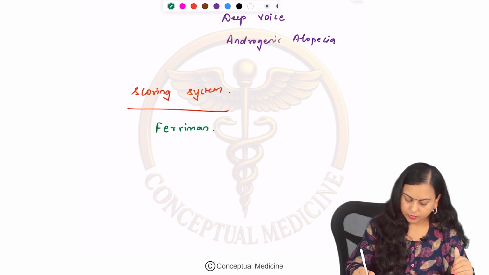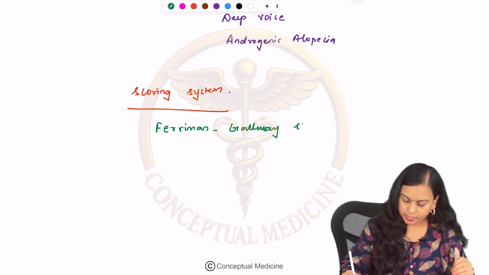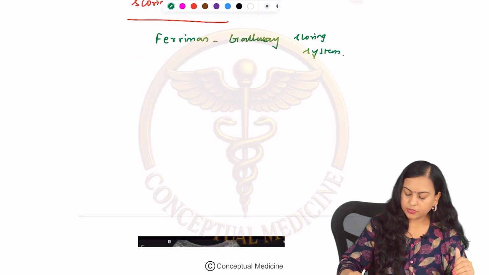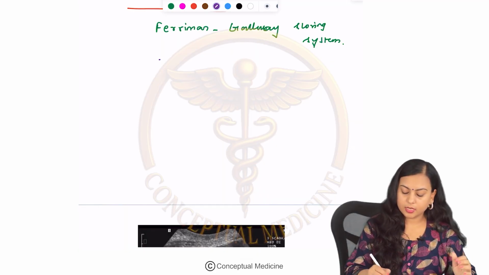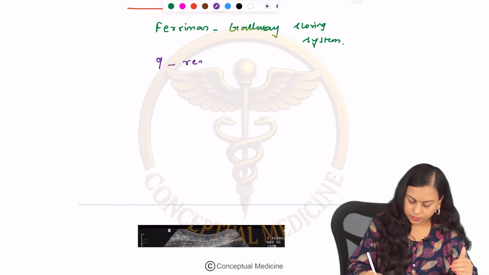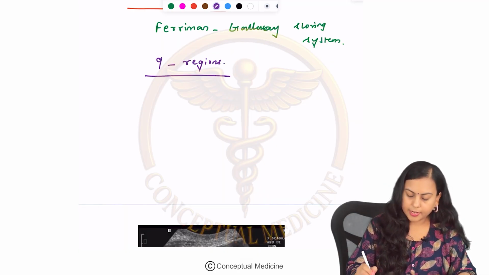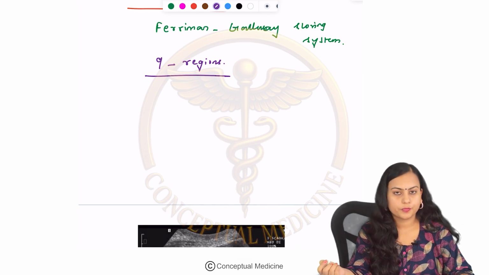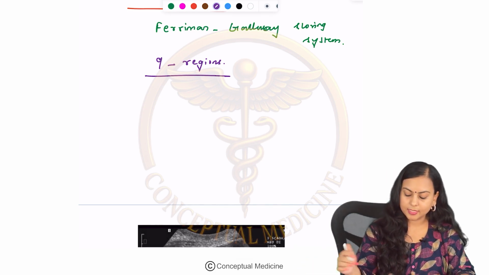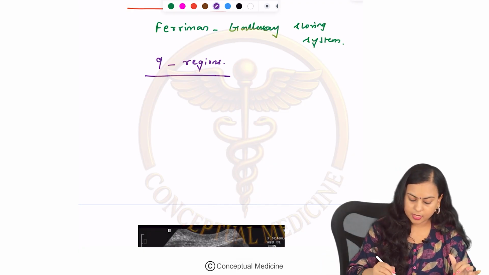Ferriman-Gallwey scoring system. Okay. So, here we are going to check 9 regions in the body and we are going to give a score. Okay. So, that is not important in that detail, you just know the scoring name alone, right.